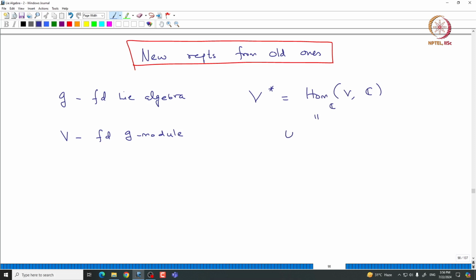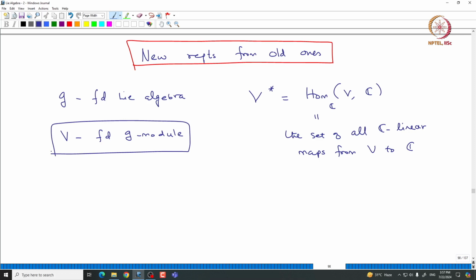This is the set of all C linear maps from V to C. This naturally has a vector space structure, and the dimension of V is the same as that of V star. Given a basis of capital V, one can construct the dual basis of V star. Now we are given that V is a finite dimensional G module.